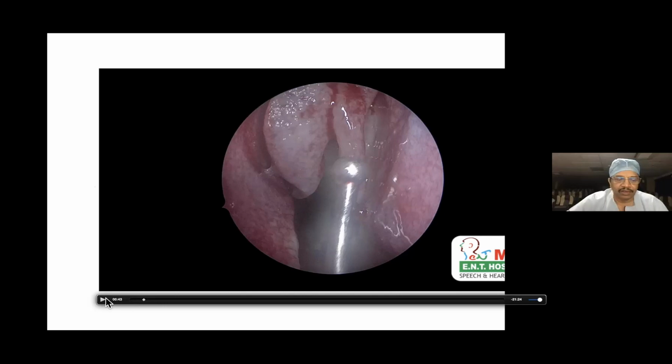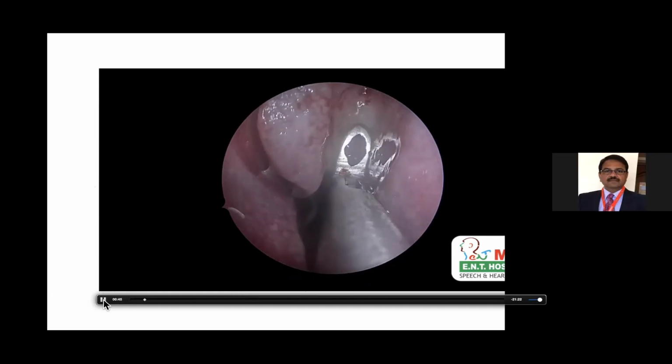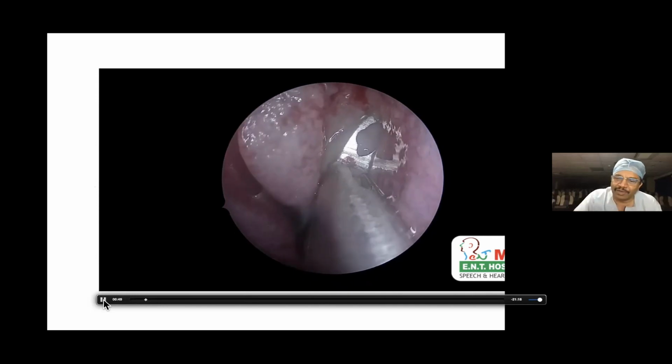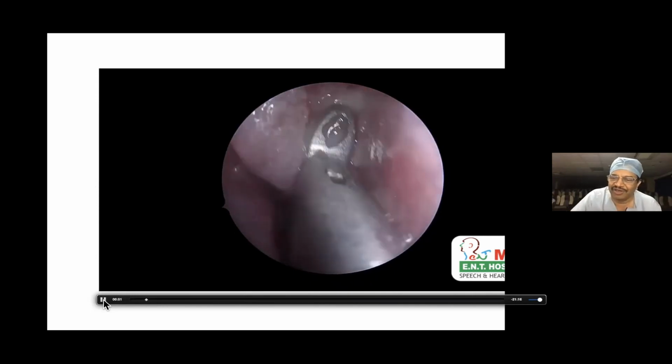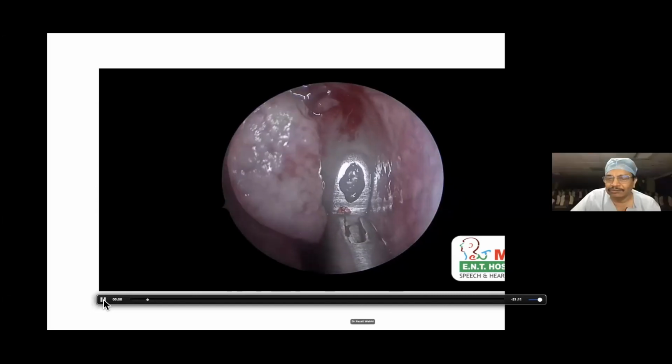Then I palpated, and I push the uncinate anteriorly so that I can insert the next instrument, the 90 degree Blakesley. With this also I'm again palpating the lamina papyracea, holding the uncinate and pulling it out.